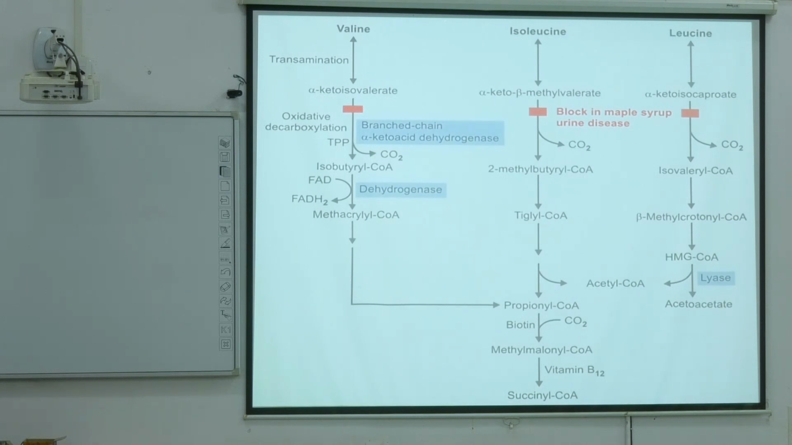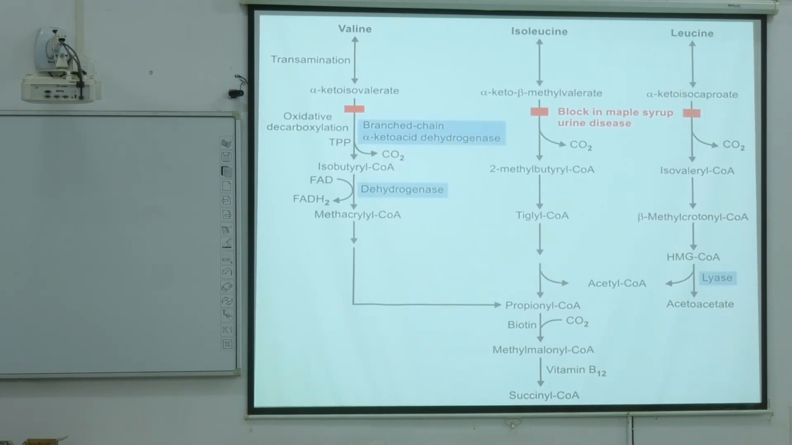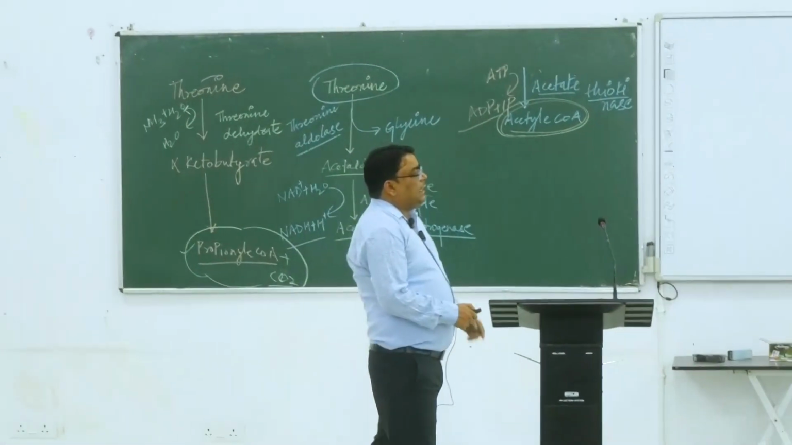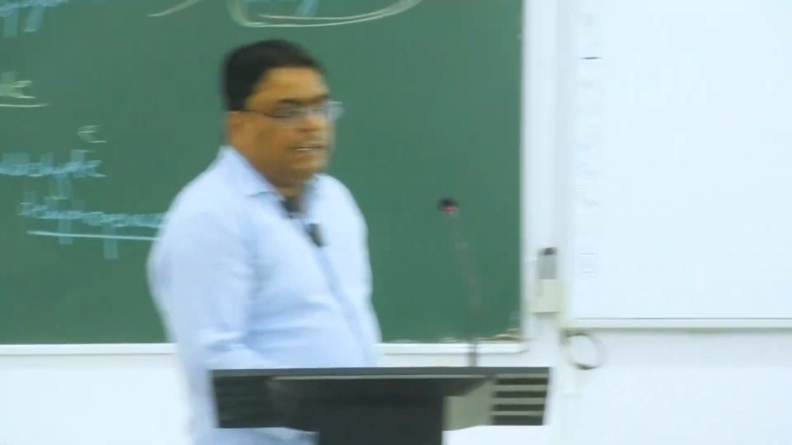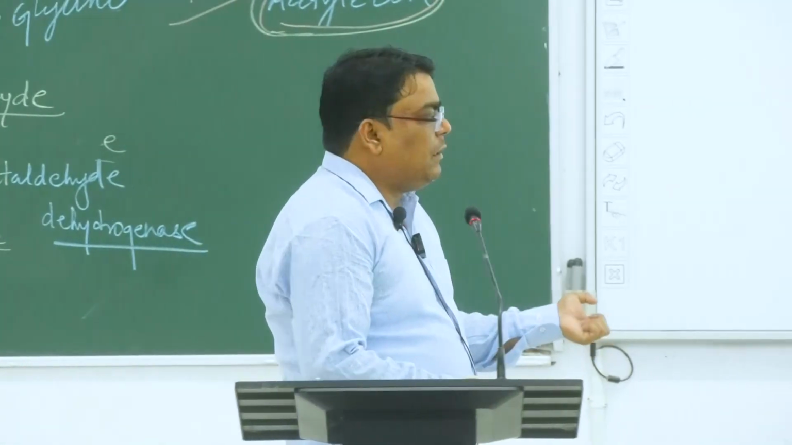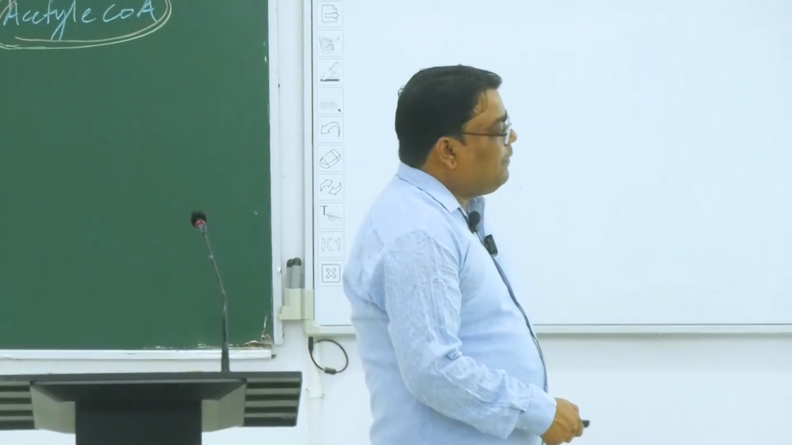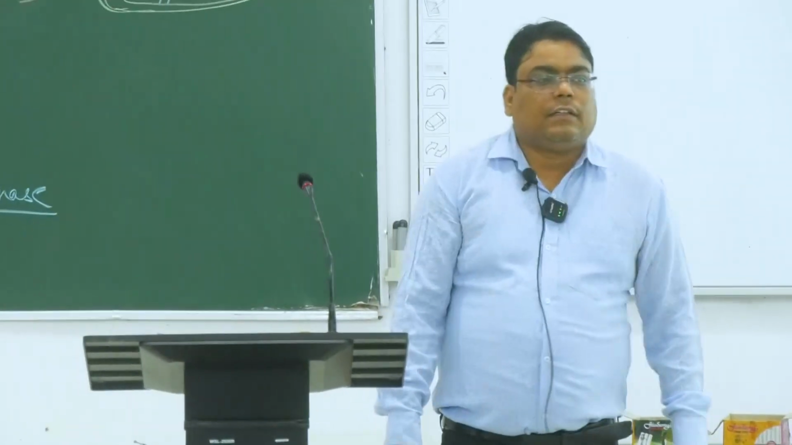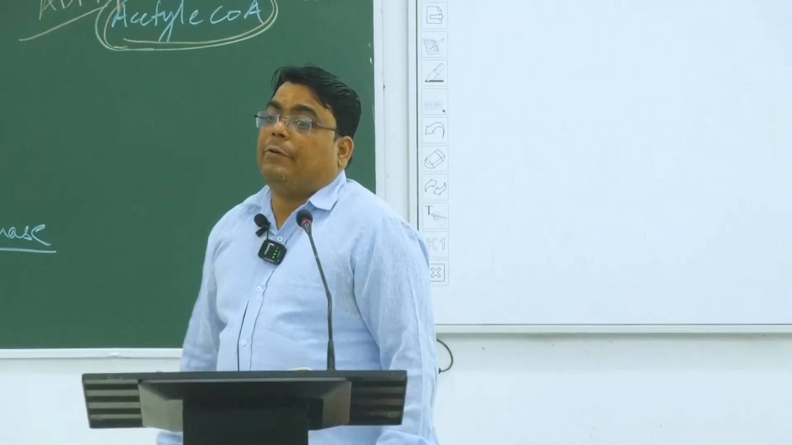Here we are not talking about anabolism. We are talking about catabolism, that means degradation of these amino acids. These amino acids are degraded to form acetoacetate, ketone bodies, and succinyl CoA. That is a glucogenic amino acid.